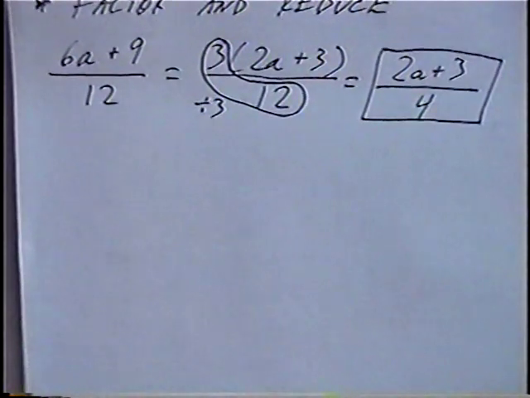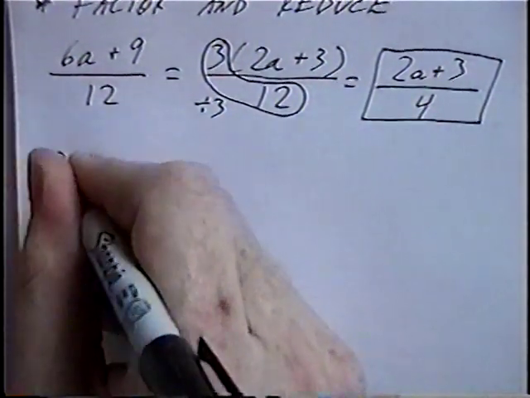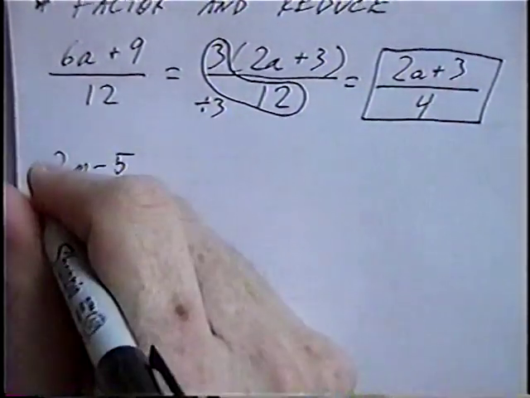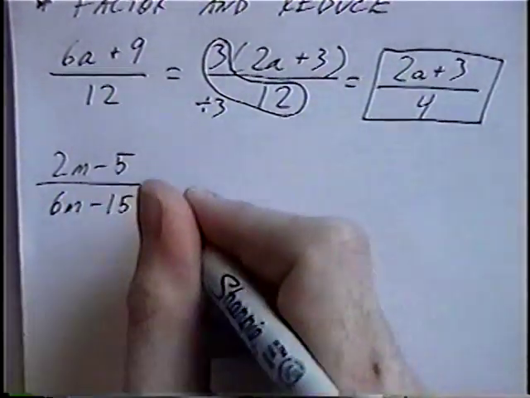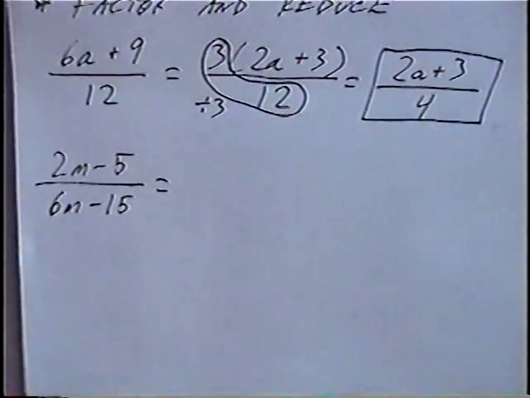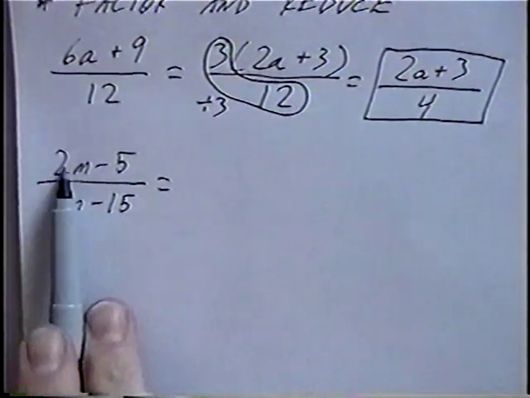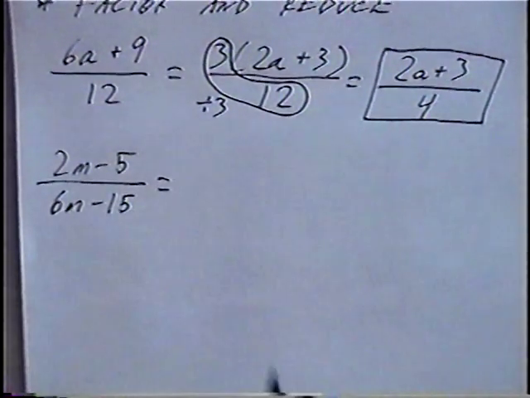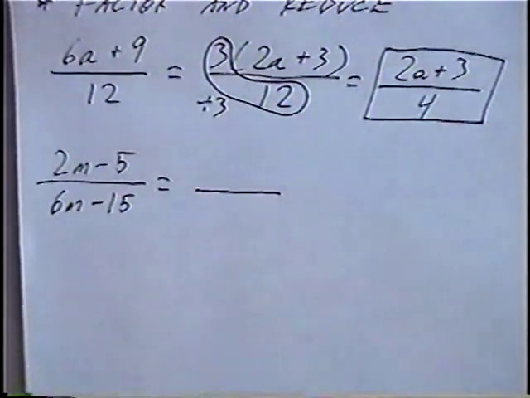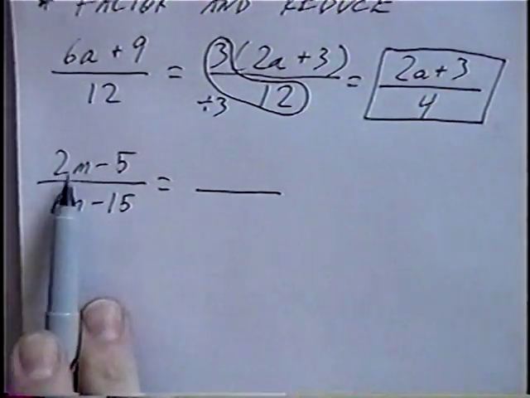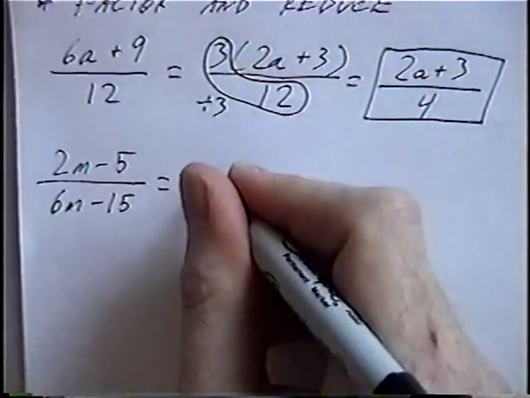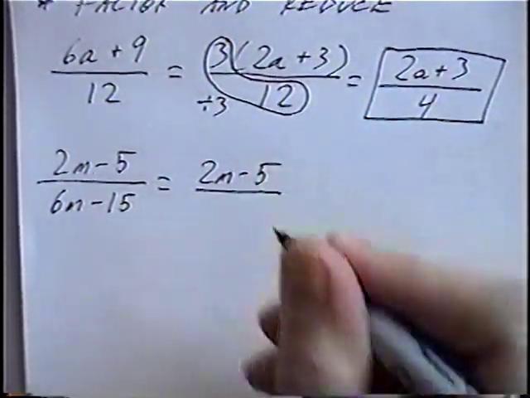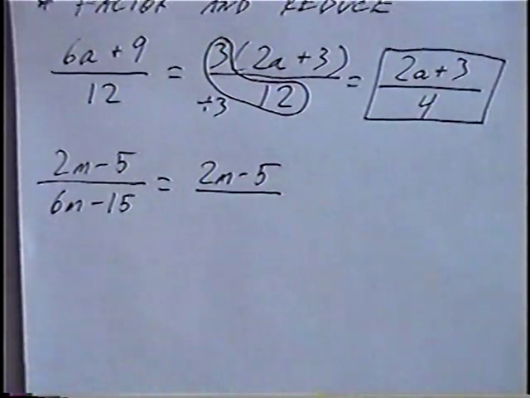Second question is 2m minus 5 divided by 6m minus 15. Again, for rational expressions, factor the numerator separately and then factor the denominator separately. In this question we have 2 and 5. There's no number besides 1 that goes into 2 and 5, so it cannot be factored or simplified, so it's just 2m minus 5.